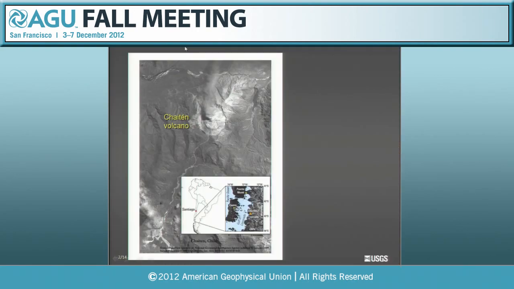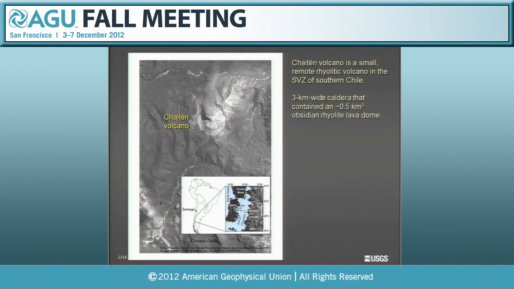Okay, for those of you who are not familiar with Chaitén volcano, it's a small rhyolitic volcano that's fairly remote in southern Chile, part of the southern volcanic zone. It's about a 3 kilometer wide caldera in which there is about a half a cubic kilometer sized obsidian rhyolite lava dome. And it's perched up on top of a pretty high relief ridge with 600, 800 meters of relief surrounding the volcano. It's about 10 kilometers inland from the coast.